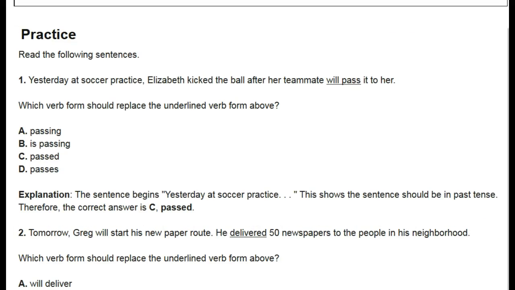Let's practice by reading the following sentences. Yesterday at soccer practice, Elizabeth kicked the ball after her teammate will pass it to her. Which verb form should replace the underlined verb form above? It's best to try them all to see which makes sense.